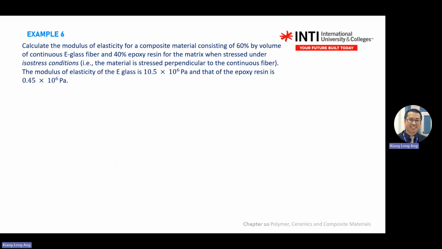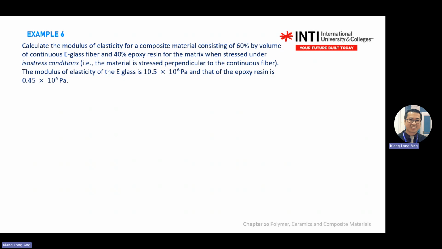So this one is to calculate the modulus of elasticity for a composite material consisting of 60% volume of E-glass fiber. E-glass fiber means your VF is 0.6. Resin is 0.4 for VM, you already have. When stressed under isostress condition, the material is stressed perpendicular to the continuous fiber. Sometimes the question will be phrased as the material is stressed perpendicular to the continuous fiber, which is in this orientation.